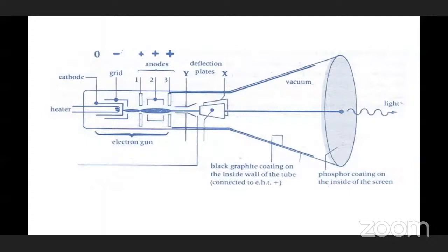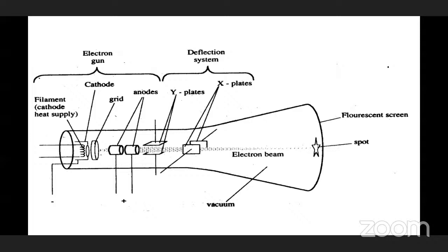So this one is the Y plate, and you can see the Y plate and the X plate on the CRO. This one is the deflection system where we have the Y plate and the X plate. What is the purpose of the X plate, and what is the purpose of the Y plate? So, we move on.